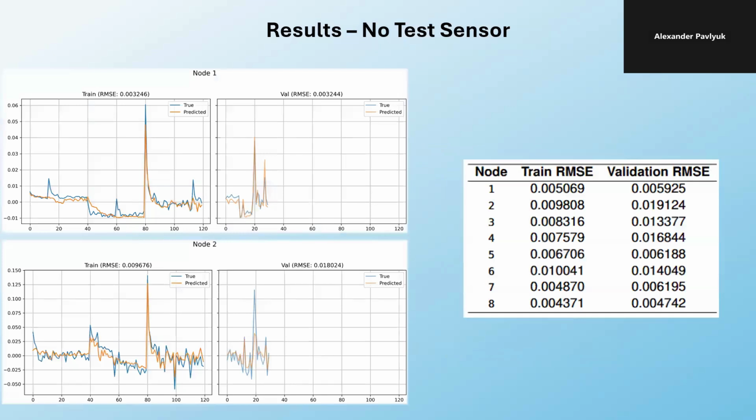So let's move to the results. First of all, the training is performed for all sensors, and we evaluate the presence of overfitting or underfitting. According to the table on the right, we see that underfitting probably occurs for sensor 5 because the training error is a bit larger than the validation one. However, no signs of overfitting are detected. And also the fitting for the first two nodes is presented on the left as an example of sufficient fitting.